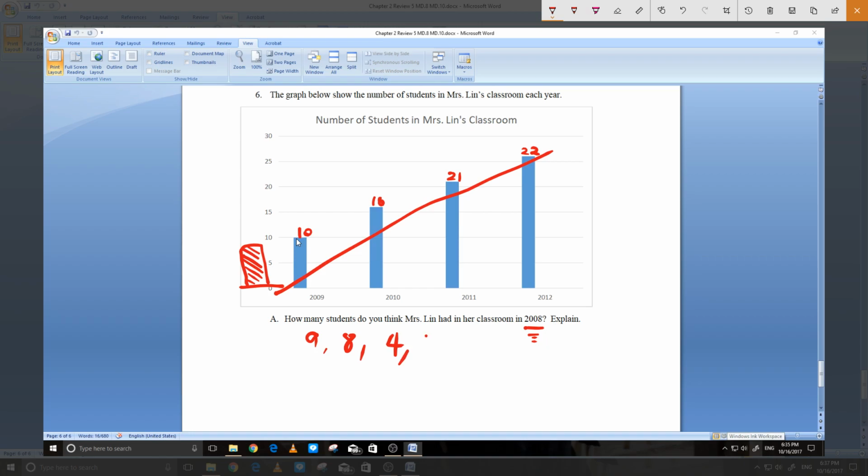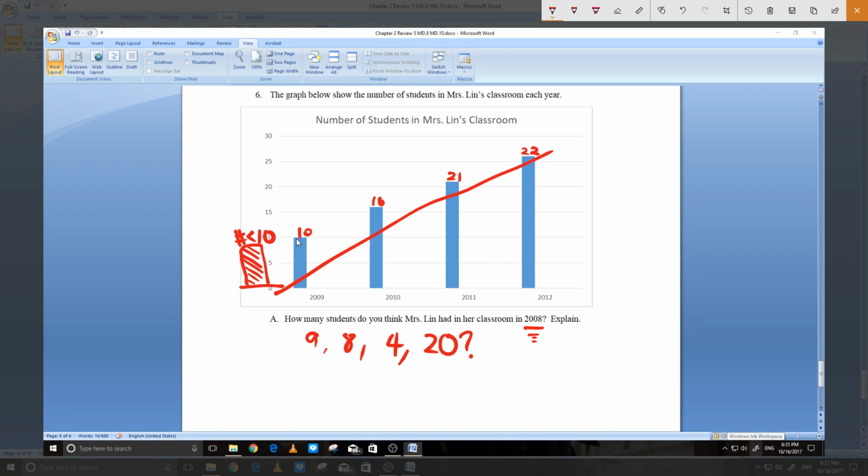Now, should you pick a number like 20? You could, but you must defend your answer. You really need to explain it. Okay, if your explanation was like she had a huge class that year, that could make sense. But according to the trend we are looking at, really, she's getting more and more kids. We expect this number to be less than 10. So this number that we're trying to find, I really think it should be less than 10. That's what I would write.